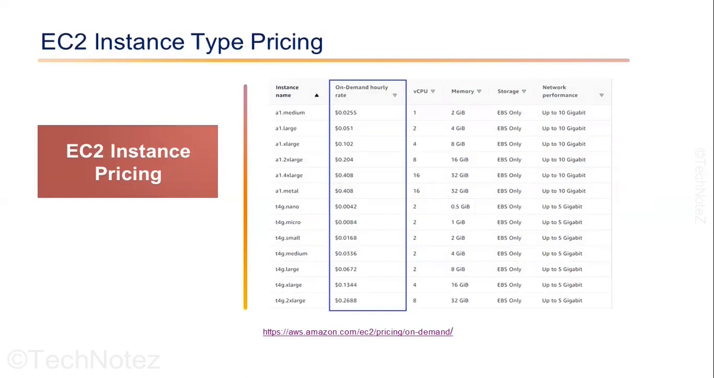So next, we are going to look at some sample EC2 instance types and pricing. The pricing of the EC2 instances depends on the instance type and it changes over time. Different AWS regions may have a different price for the same instance type. We can check the AWS documentation to calculate the pricing of the different instance types.